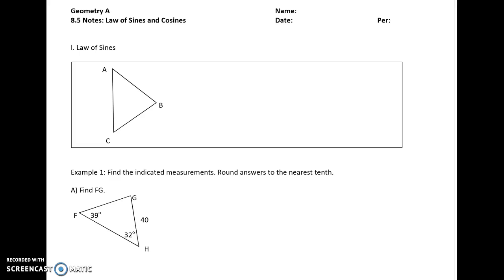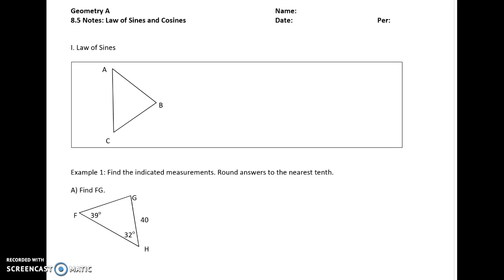So up until now, we've been dealing with just right triangles because SOHCAHTOA and the Pythagorean theorem only work with right triangles. But let's face the reality of triangles. We don't always deal with just right triangles. So how can I find missing sides and angles of any triangle? And that's where the law of sines and cosines come in.